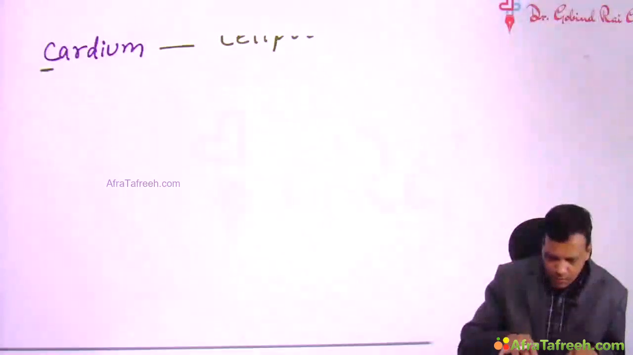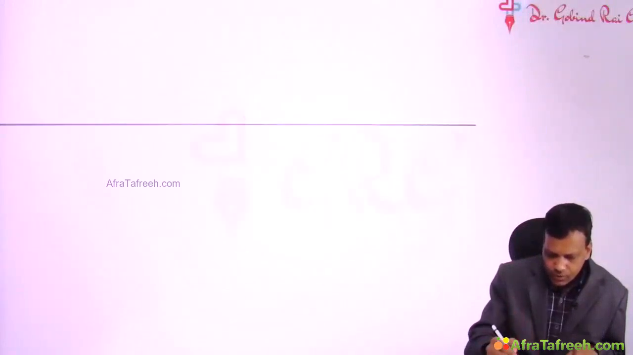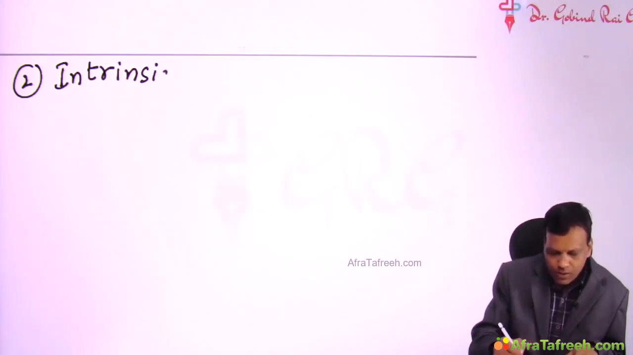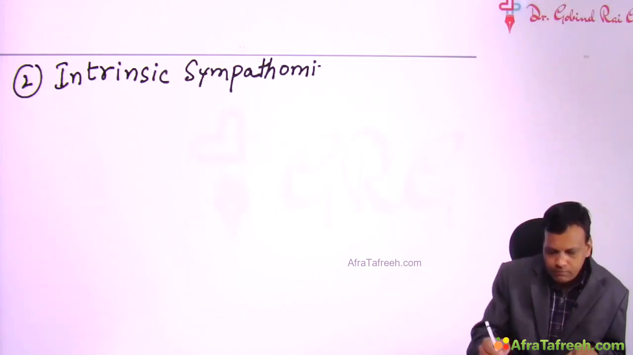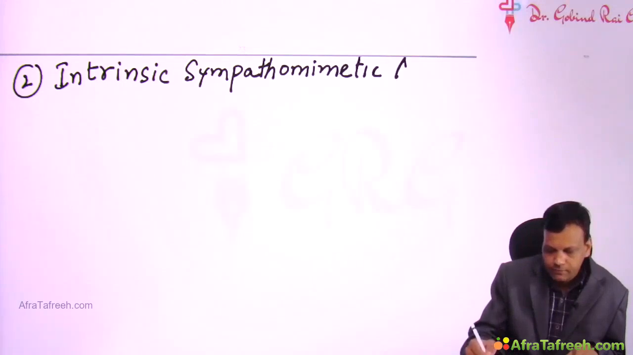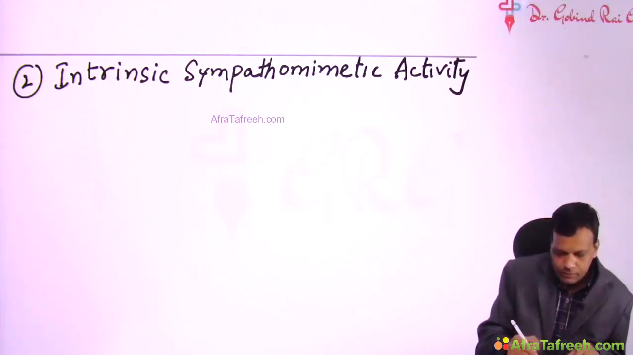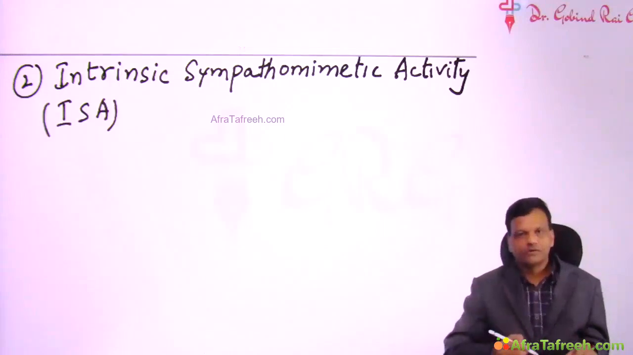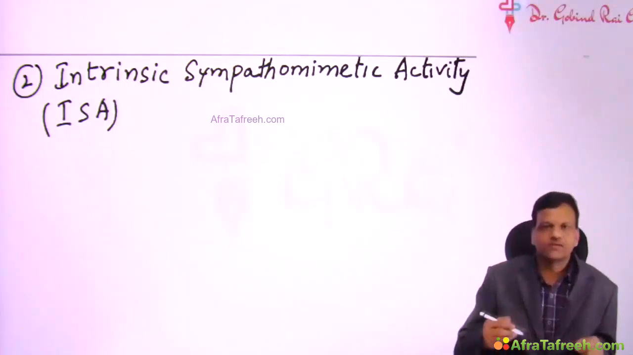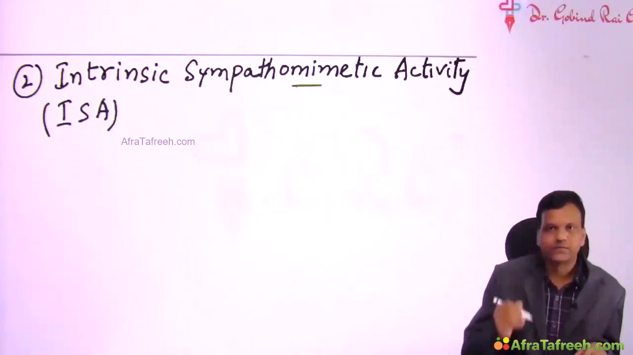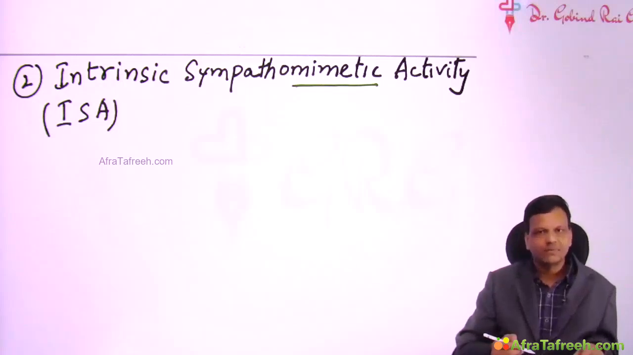Now we'll discuss another important property of beta blockers, which is called intrinsic sympathomimetic activity. First of all, we'll try to understand what is the meaning of this term. If you see, the term says sympathomimetic. That means it will stimulate the sympathetic receptors.